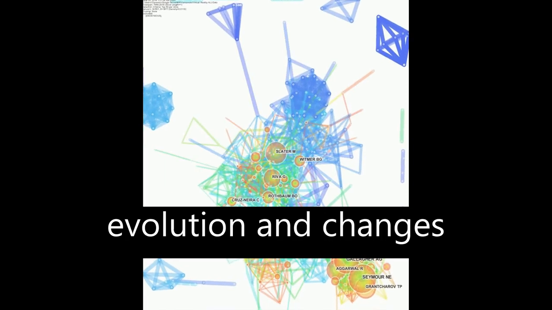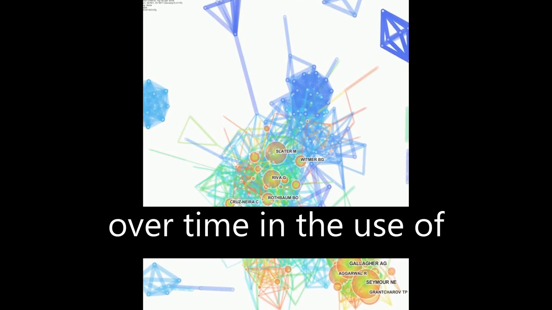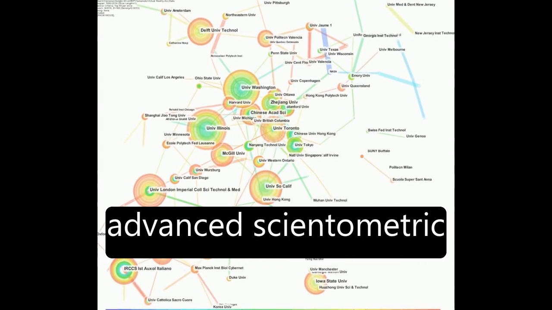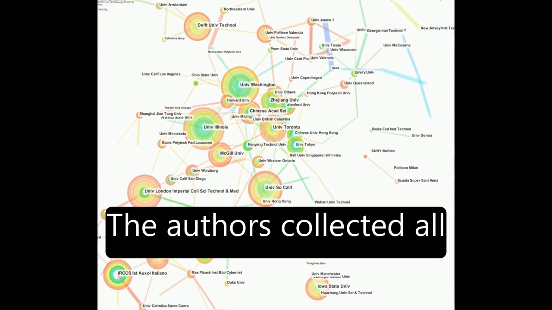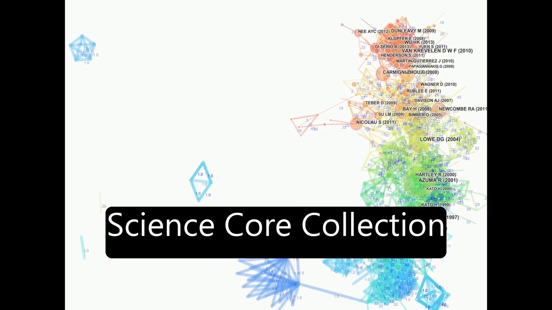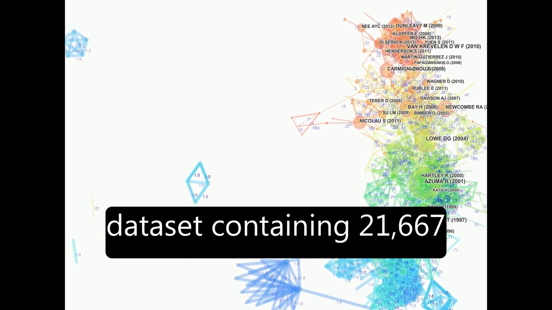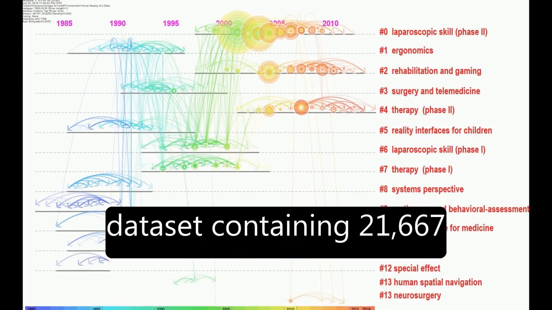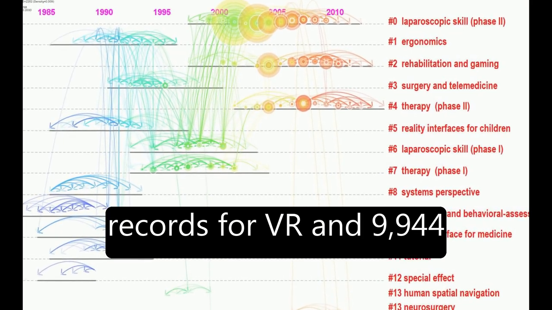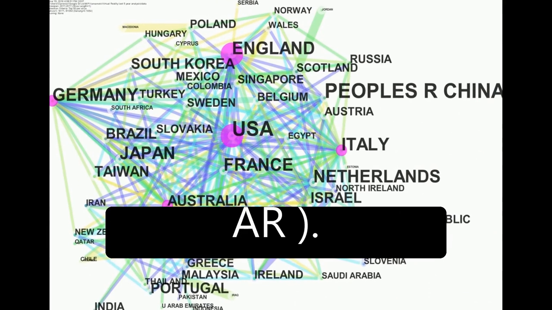The paper explores the evolution and changes over time in the use of virtual reality, VR, technology through advanced scientometric techniques. The authors collected all existing articles about VR from the Web of Science Core Collection database, resulting in a dataset containing 21,667 records for VR and 9,944 for augmented reality, AR.